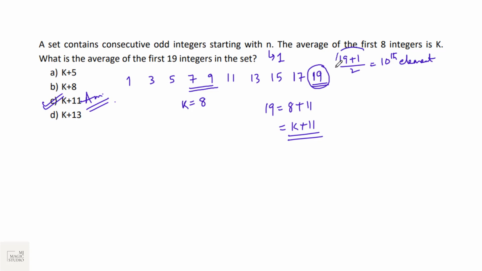Now you may ask why I have done this. Whenever a series is an AP series, which this is, average is nothing but the median. So if there are 19 numbers in the series, median would be 19 plus 1 by 2. That is the 10th element from the left or 10th element from the right. So 10th element from the left is the average or mean, which is also the median of the data because it is an AP series.